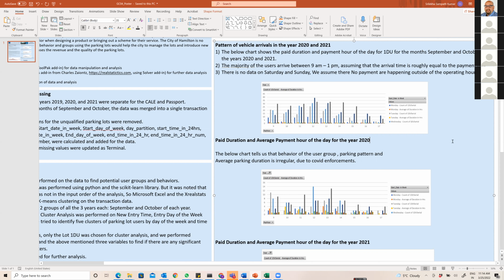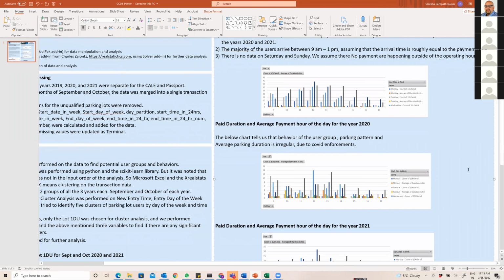From the graph, you can see that the majority of the users are arriving in business hours, which is around 9 to 1 p.m. So the arrival time is roughly equal to the payment time. Also, we can see that the parking lot's operating hours are from 9 to 6, so the user groups are in that time period only. No one is paying outside of the parking hours, so no user groups or transactions have been found there. That is one of the things we can infer from the graph.